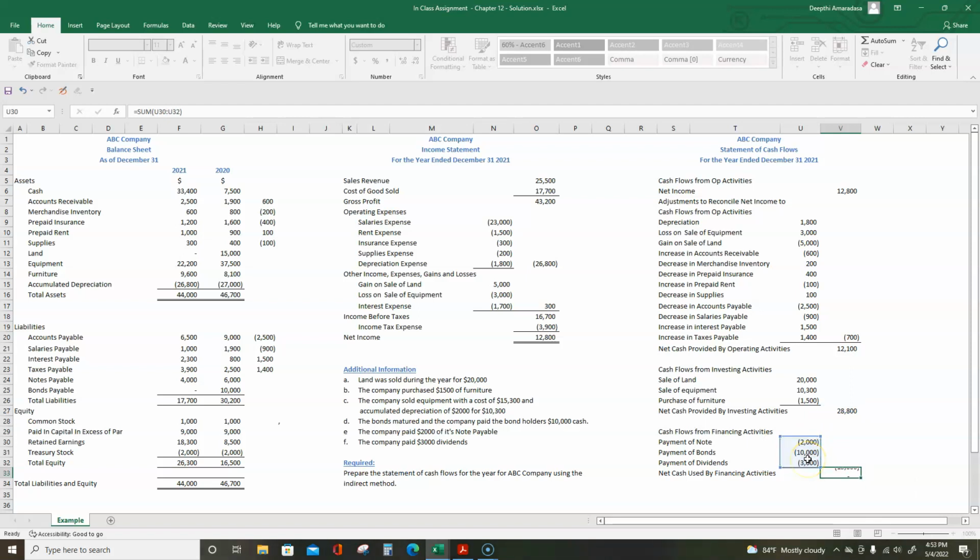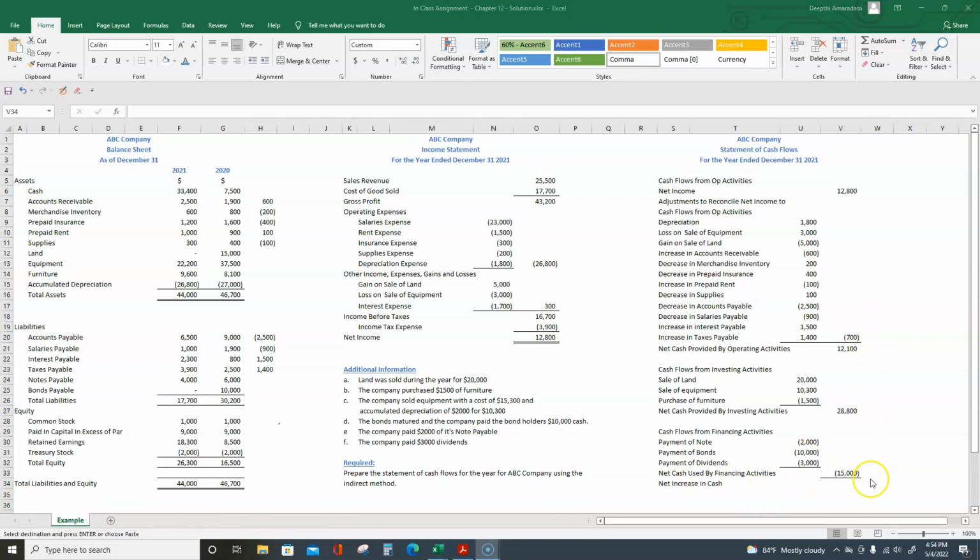And the total of net cash used by financing activities is a negative $15,000. The next step is to add the three sections. So we're going to add net cash provided by operating activities, net cash provided by investing activities, and net cash used by financing activities.